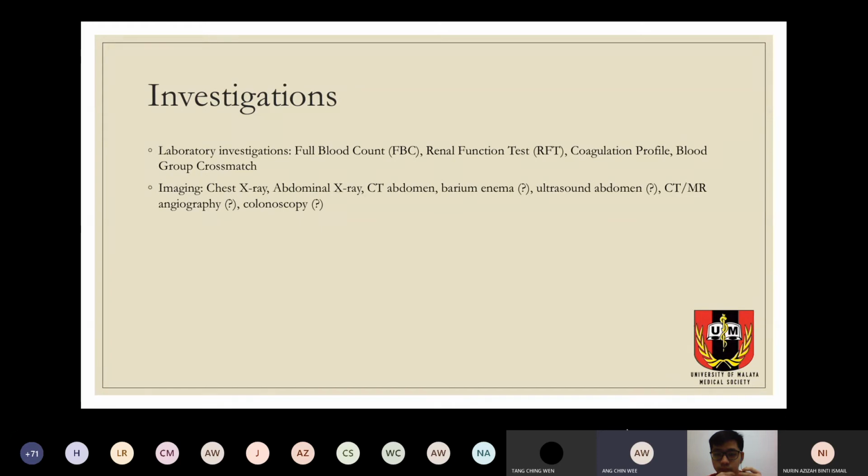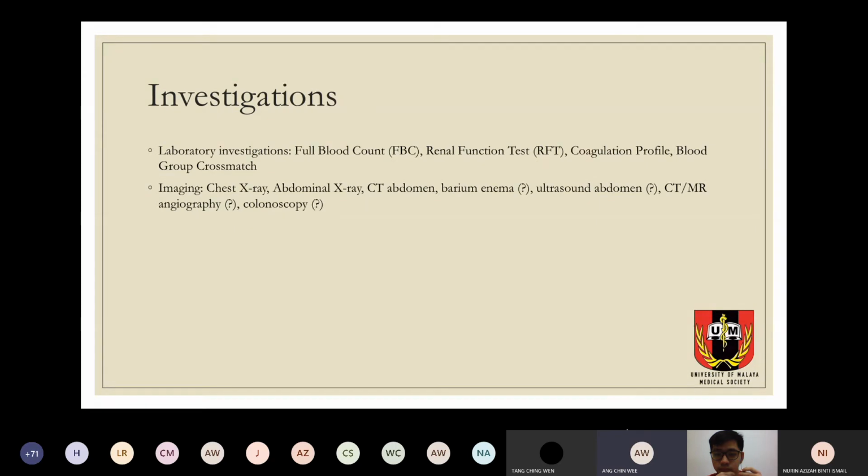Okay, so I have just a few questions about the investigation. Sure. Looking at the imaging, we have chest X-ray, abdominal X-ray, and CT abdomen. These three are actually fairly commonly seen in UMMC. But I just want to ask, are the rest actually common, and what are their indications?